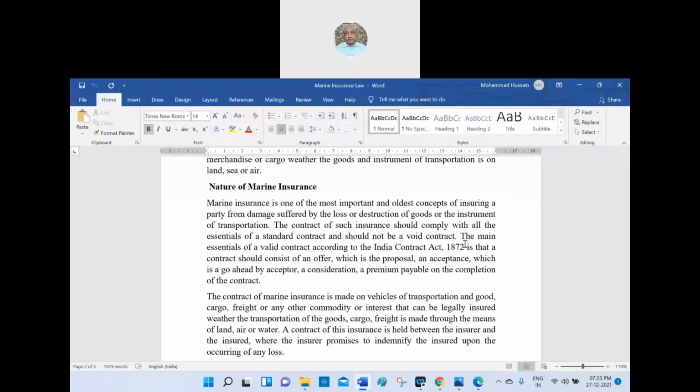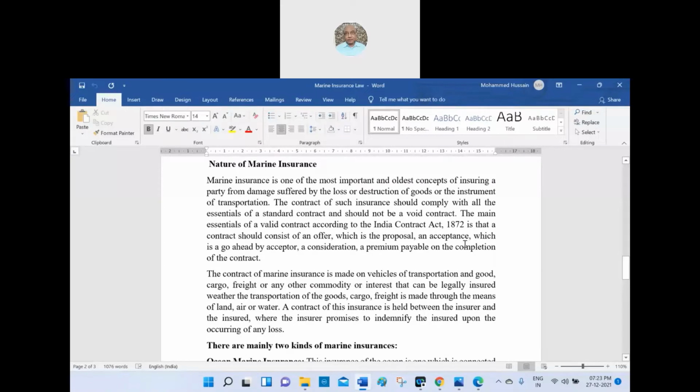That is the sea. So, nature of marine insurance. Marine insurance is one of the most important and oldest concepts of insuring a party from damage suffered by the loss or destruction of goods or the instrument of transportation. The contract of such insurance should comply with all the essential standards of a contract and should not be a void contract. These contracts are generally, as I told you, adhesive contracts, or we can say standard form contracts, because as it is printed over there, the insured only has to put the signatures, unless the nature of the insurance varies.